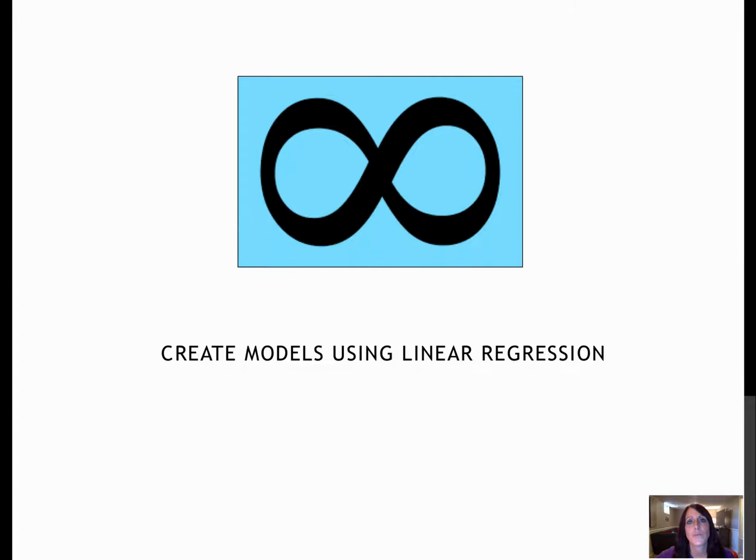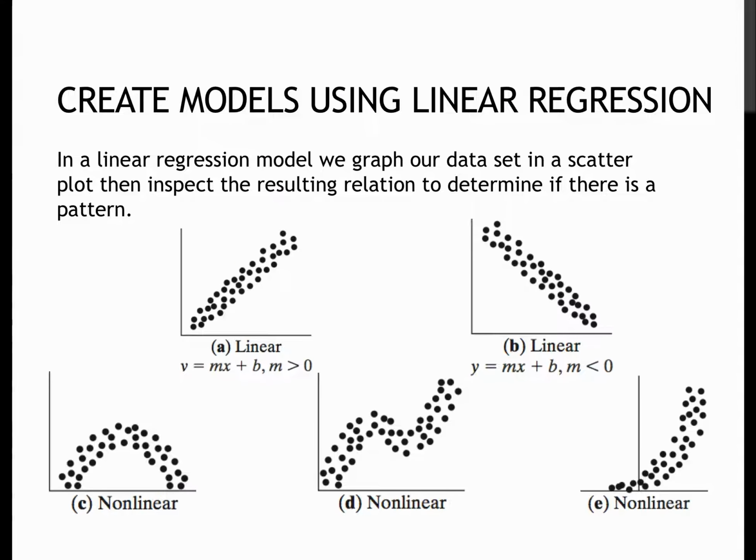So what we've done so far is we've created models where there was a definite relationship between the x and the y values. There was a definite linear relationship. Now we're going to try to create a model where there's a little bit of a question mark. A scatter plot is where you just graph all of the x and y values for a bunch of ordered pairs.